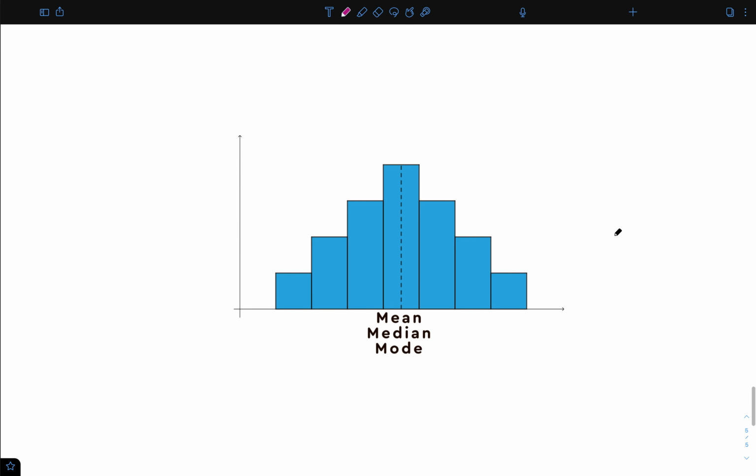Having the histogram of a data set can also give us information about the mean, the median, and the mode. If the histogram is symmetric, like this one here, then the mean, the median, and the mode will all occur directly at the center, in the middle of the tallest bar, as we see here.